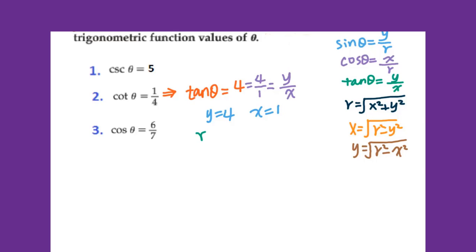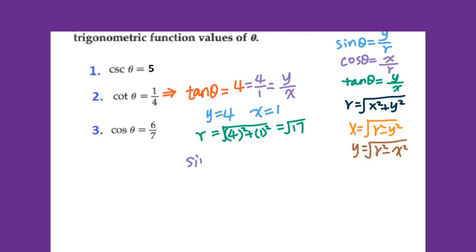So r will be square root of 4 squared plus 1 squared. That's a square root of 17. 17 cannot be divided by 4, 9, 25, 49. So it's simplified. Therefore, we can get another 2 major trig function.